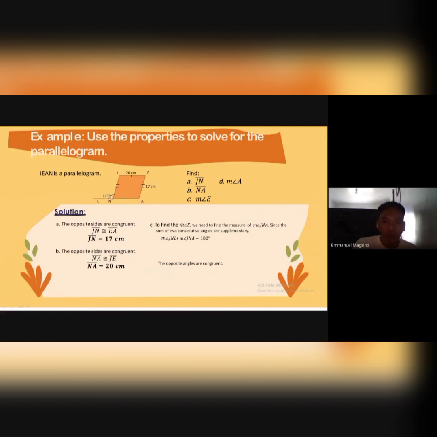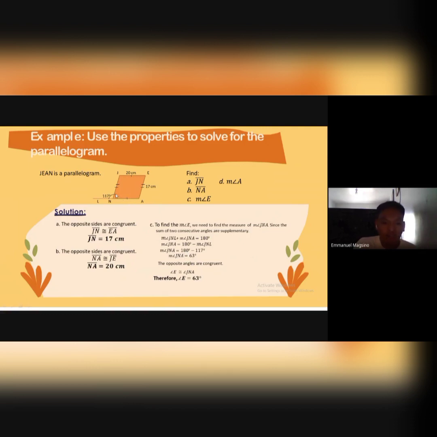So paano natin makukuha ngayon yung angle JNA? So, yung angle JNA natin, ima-minus natin doon sa 180 minus measure of angle JNL. So yung JNL natin, nilipat po sa kabila. So yung positive measure of angle JNL, becomes negative. So kaya naging ganyan po siya. So ima-minus po natin. So pag minus po natin siya dun sa 180 degrees, so magiging sagot po natin ay 63 degrees.